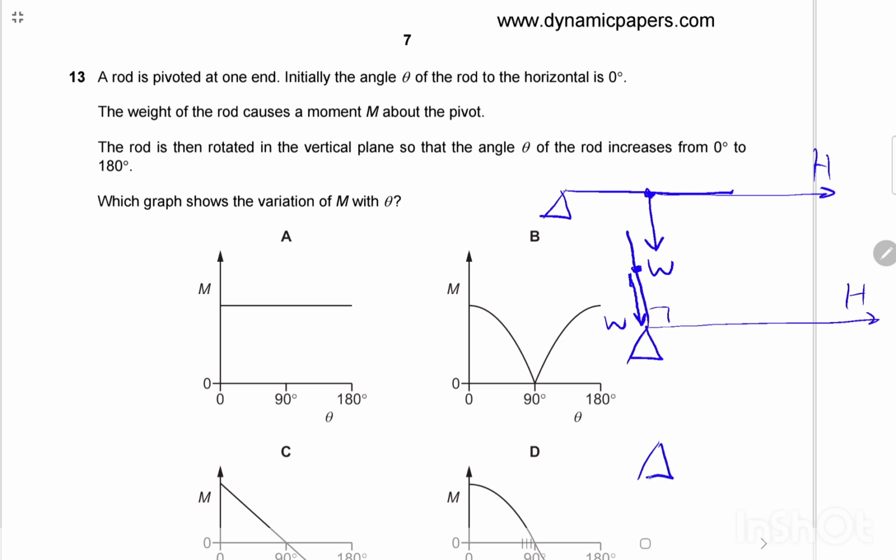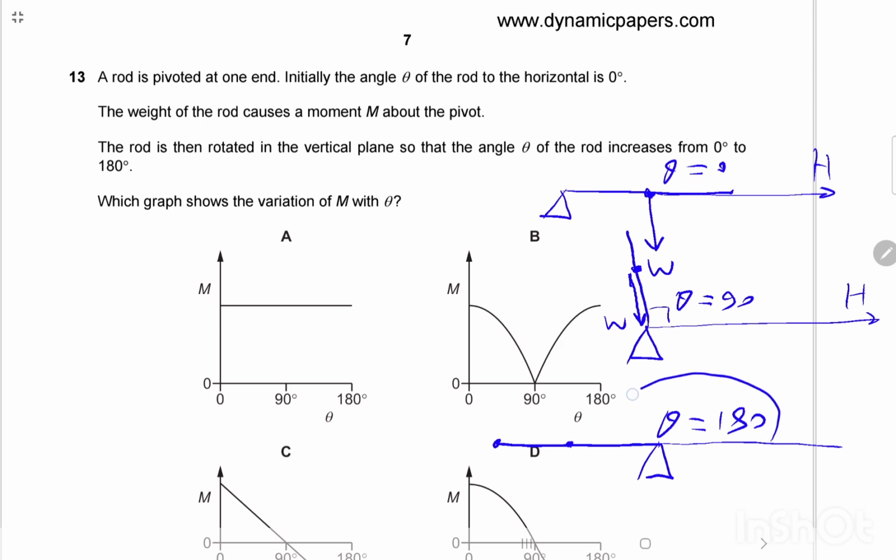Final position is when the rod is this way. So now the weight is here. Now the angle with the horizontal is 180. So here the angle is 0, theta equals 0, here theta equals 90, and here theta equals 180. So the rod has moved this way. Theta has increased.